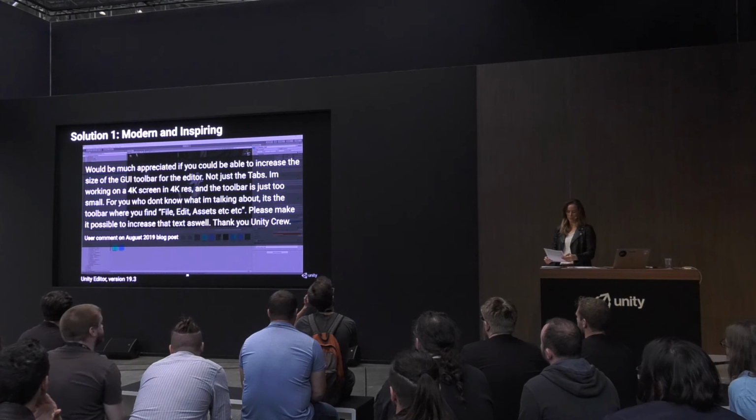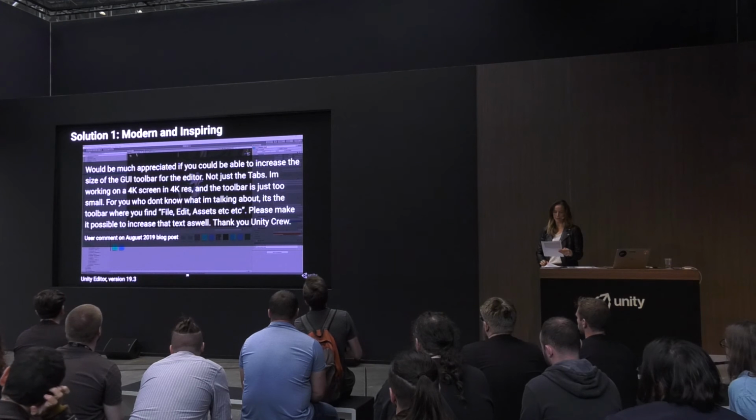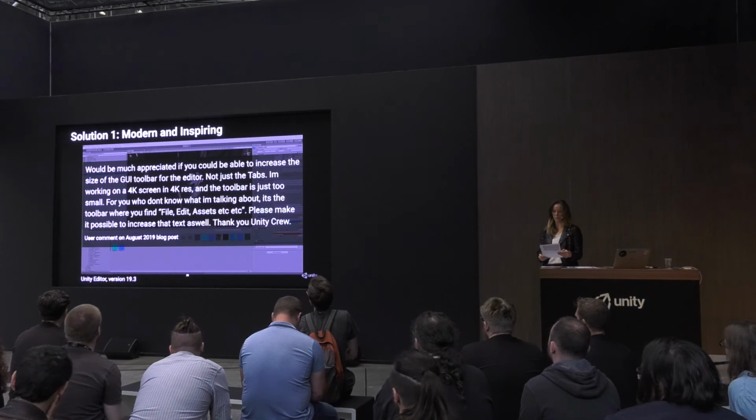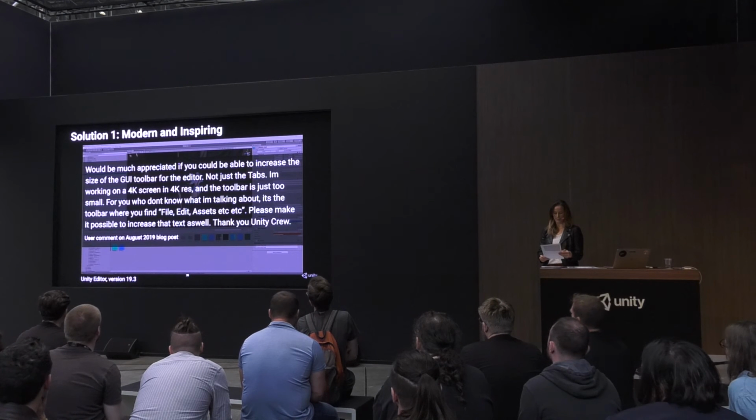It would be much better appreciated if you could increase the font size of the GUI toolbar for the editor. Not just for the tabs. I'm working on a 4K screen in 4K res, and the toolbar is just too small. For you, you don't know what I'm talking about. It's the toolbar where you find file, edit, assets, etc. Please make it possible to increase that text as well.